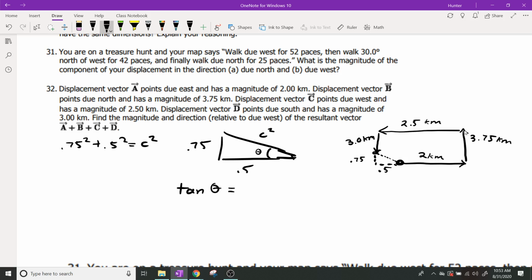Tangent of theta is going to be the opposite, 0.75, over the adjacent, which is 0.5. And then to actually find out what that angle is, you have to use the inverse tangent button. So in the calculator, you're going to type in tan to the negative 1 of 0.75 over 0.5, and theoretically that gives us a number.